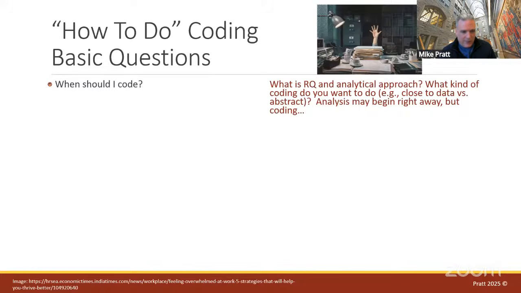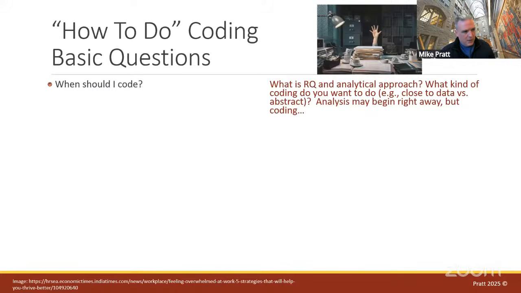For ethnographies, coding happens a little later in the process than, I think, for grounded theory. Because in ethnography, you really want to get a sense of the cultural scene before you start coding. So that's the first question: what is my analytical approach? Am I taking case studies, grounded theory?